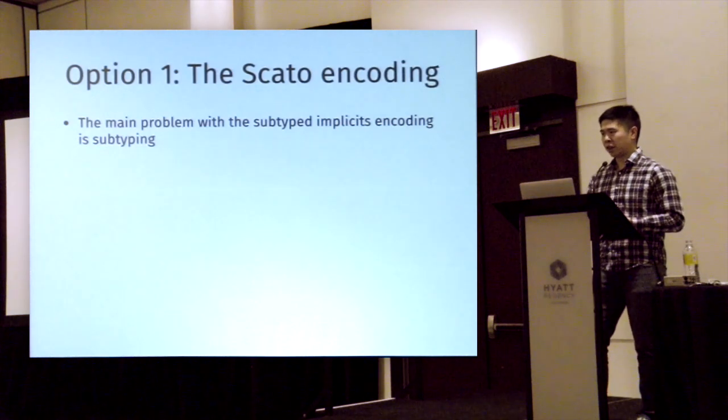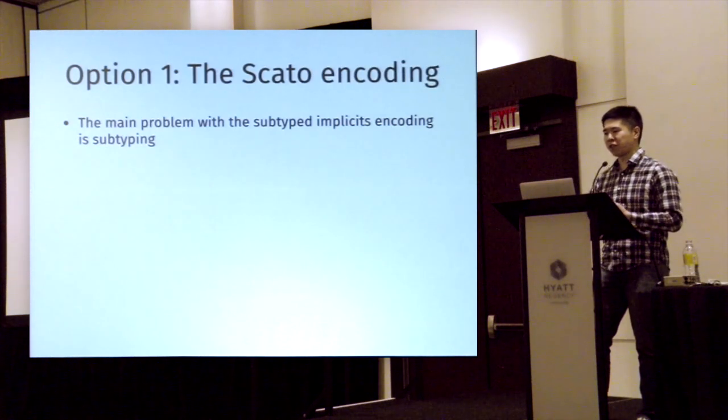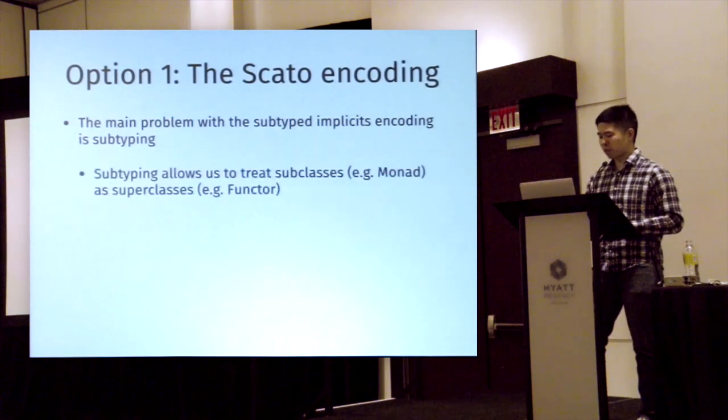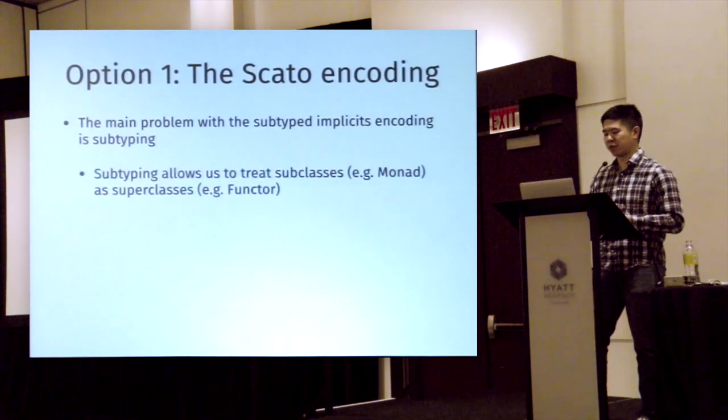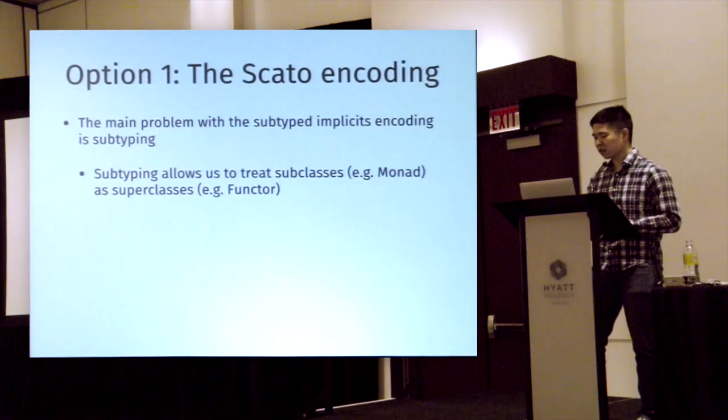Because when the implicit resolver goes to ask, I want a functor instance, it knows it can get it through either monad or traverse, both of which are subtypes of functor. At the same time, we want to be sure that we don't lose anything if we decide to remove subtyping. And the key property that subtyping gives us is to be able to treat subclasses as superclasses, so sort of the usual subtyping benefits.